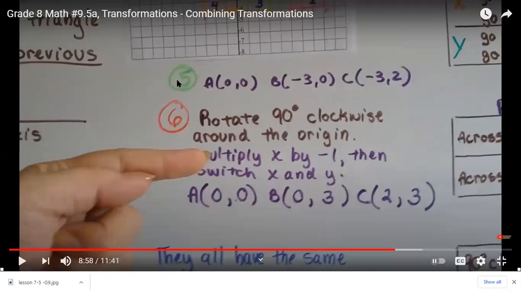The last one, triangle number 5, had coordinates 0 and 0, negative 3 and 0, negative 3 and 2. Then we want to rotate 90 degrees clockwise, which means we switch and change the sign for the second. Then it becomes 0 and 0, 0 and 3, and 2 and 3. So this was our lesson today, combining transformations.